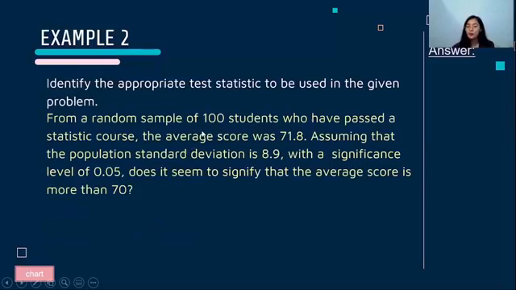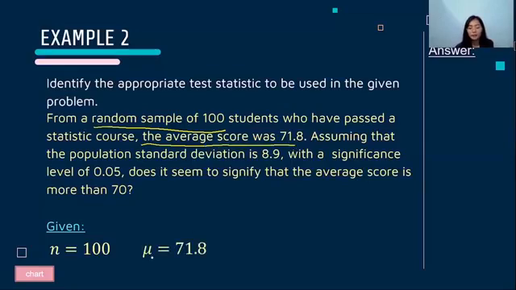From a random sample of 100 students who have passed a statistics course, the average score was 71.8. Assuming that the population standard deviation is 8.9, with a significance level of 0.05, does it seem to signify that the average score is more than 70? Let's identify the parts of the given. We have a random sample of 100, so n is equal to 100, and an average score equivalent to 71.8.